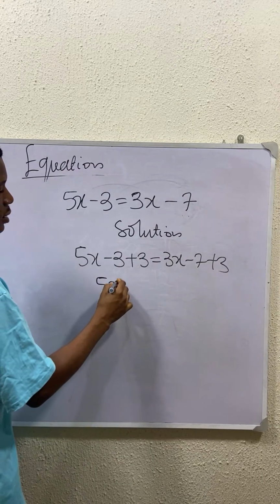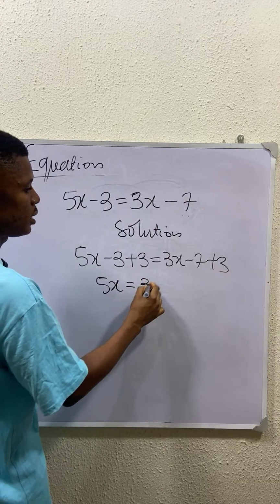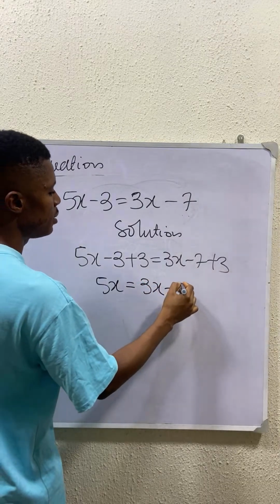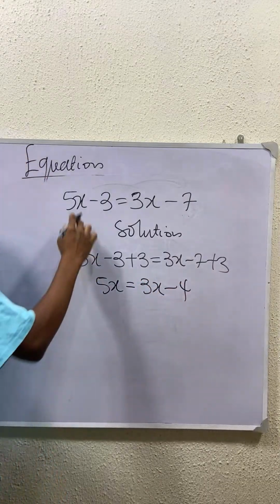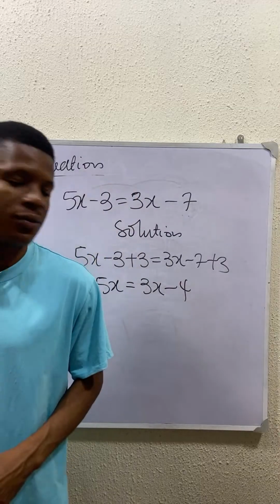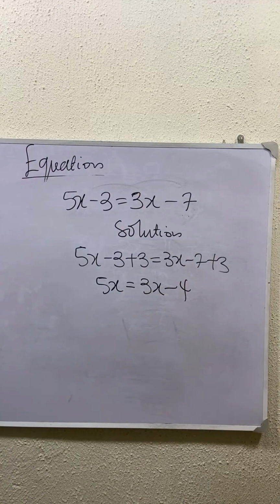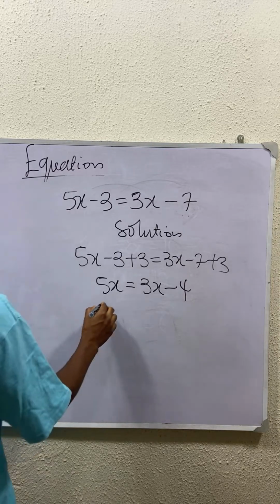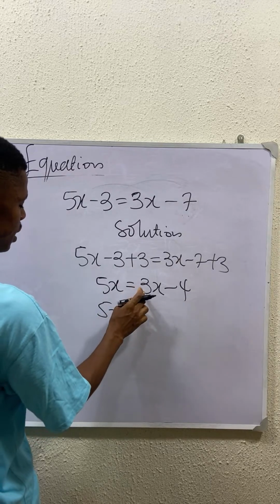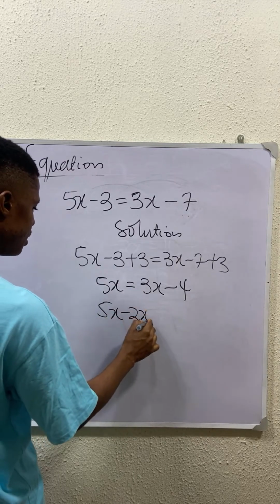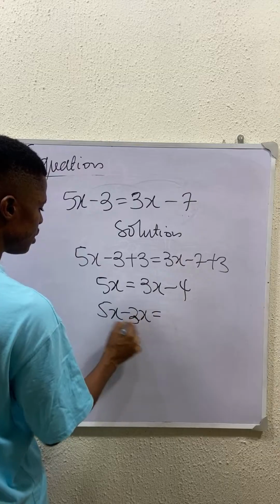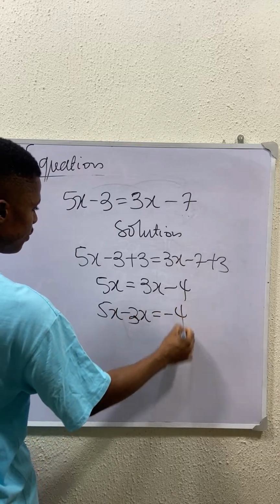So 5x is equals to 3x minus 4, because 3 crosses and becomes positive. Then minus 7 plus 3 is basically minus 4. Okay? Minus 7 plus 3 is basically minus 4. So what do we get here? We have it that 5x minus 3x is equals to minus 4.